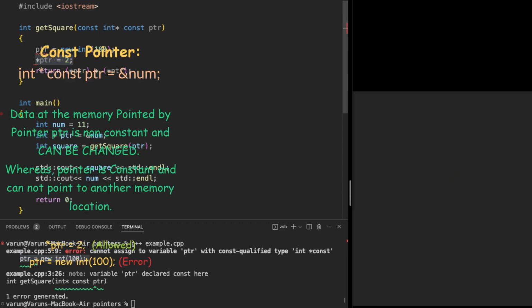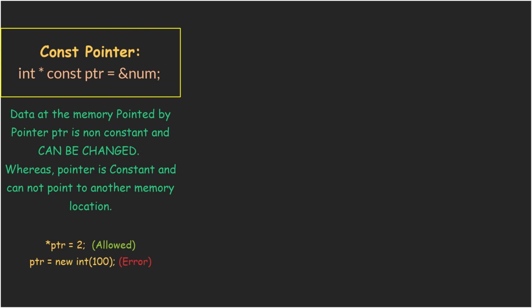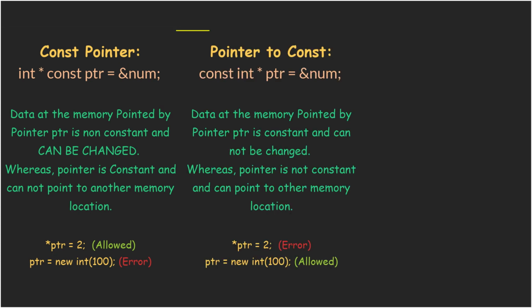First is const pointer. A const pointer means that the data at the memory location the pointer is pointing to can be changed, but the pointer itself cannot be changed to point to a different memory location. In other words, the pointer is constant, but the data it points to is not. Second is pointer to const. A pointer to const means that the pointer can point to different locations, but the data at the memory location the pointer is pointing to cannot be changed using the pointer. In other words, the data is constant, but the pointer is not. We can make the pointer point to a different location.